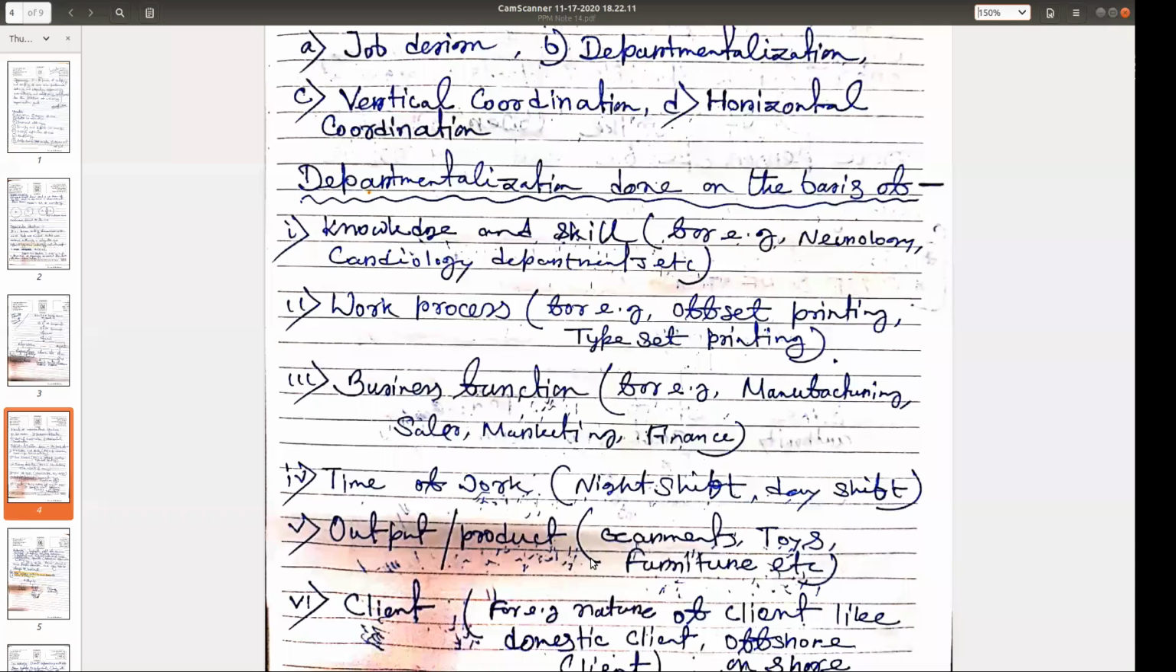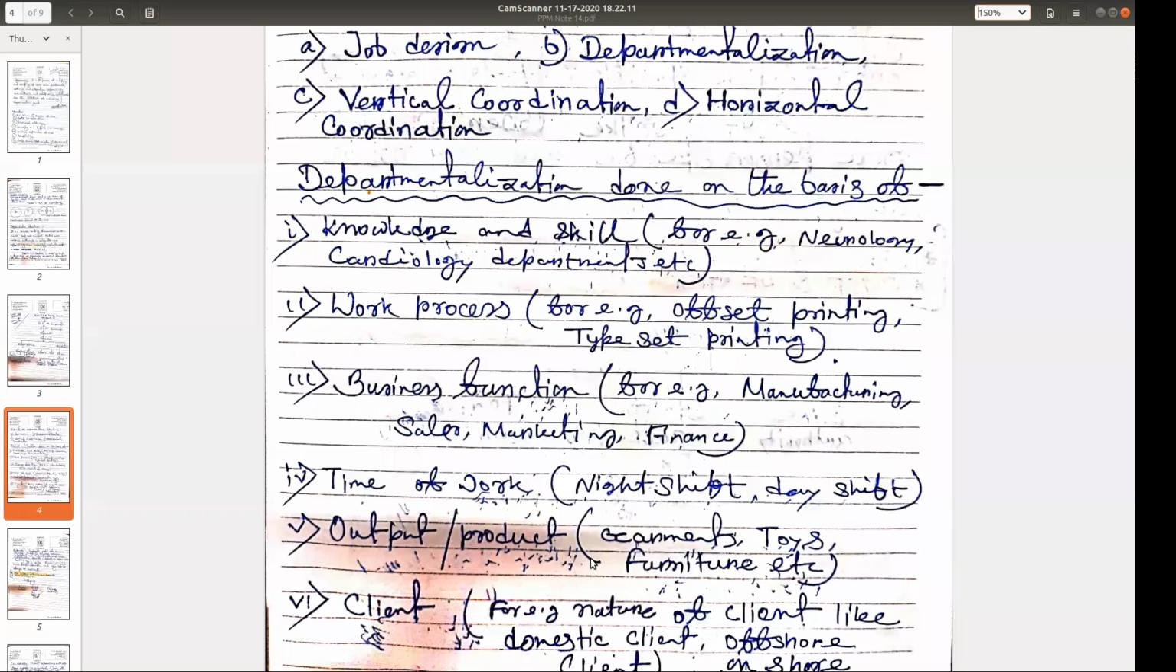At first, the knowledge and skill. On the basis of knowledge and skill, there may be different departments. Like there may be civil department, mechanical department, electrical department, computer science department. Computer science people will be under computer science department, information technology people will be under IT department, civil people will be under civil department. So based on the knowledge and skill, the departmentalization has been done.